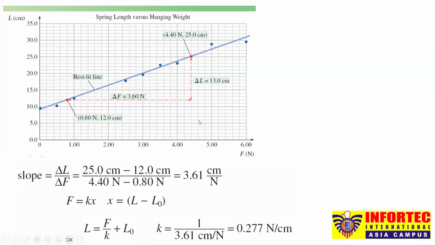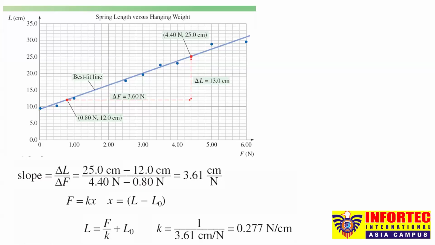Then we can see all the important things are included in this graph. Name, important: spring length versus hanging weight. That is the title of the graph. And see, x-axis, F in newtons, independent variable. We are increasing the weight, we are increasing the applied force. According to the applied force, we measure the extension, the length, right? So length is the dependent variable. It is varying according to F. L is the dependent variable and F is the independent variable.